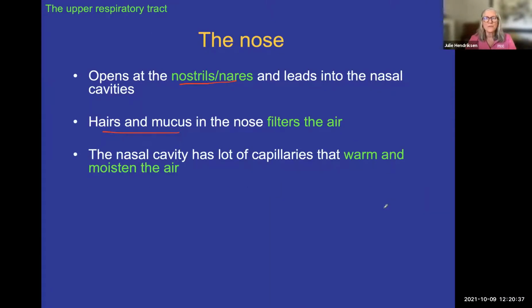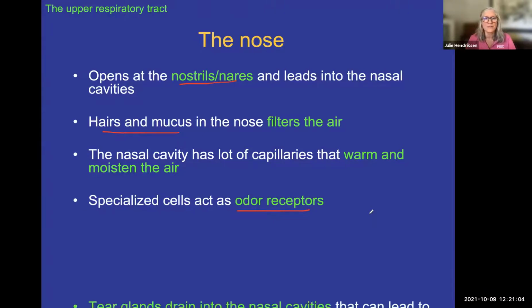In addition to filtering, the air that comes in we want to become moistened and warmed, and that's going to improve the way that we exchange the gases, the oxygen in and the CO2 out. Of course, we have ways to identify smells, and there are specific odor receptors. Later on, when we study senses, we'll see that those are called olfactory receptors, olfactory cells.